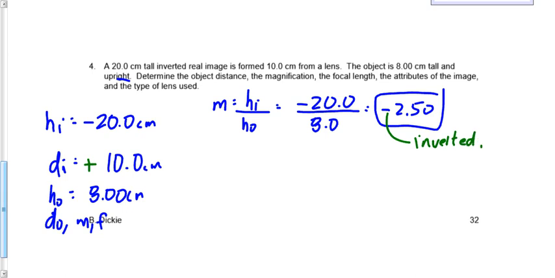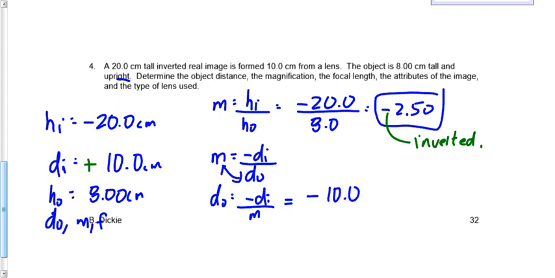Now we can find DO by saying M is equal to negative DI over DO. Solving for DO this time, DO goes up, M goes down. Negative DI over M. Does that make sense? Negative DI over the magnification of negative 2.50. That gives me positive 4.